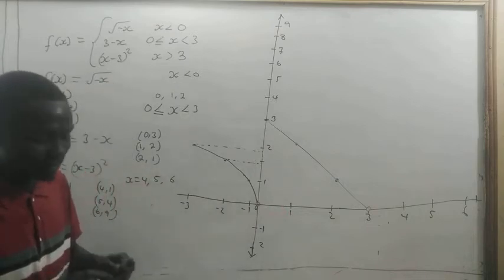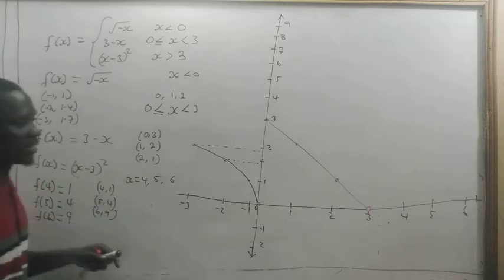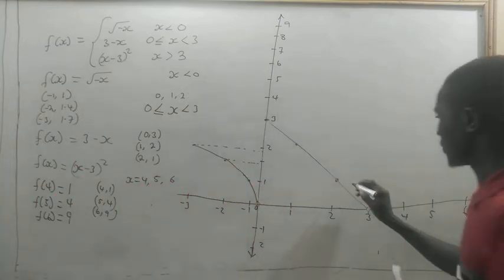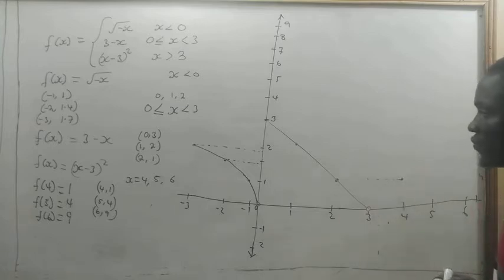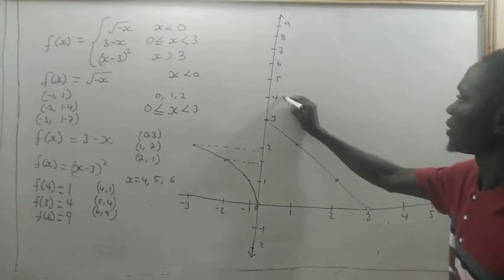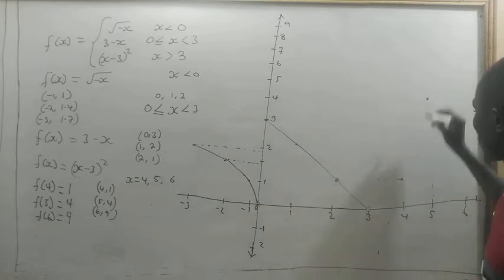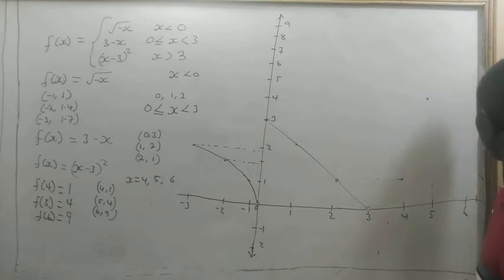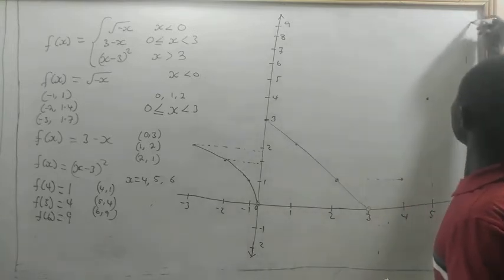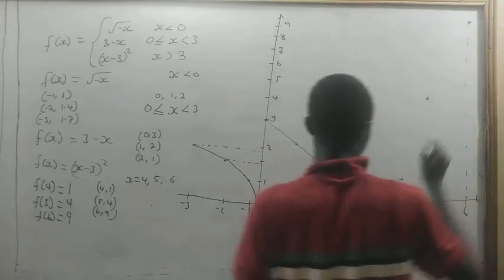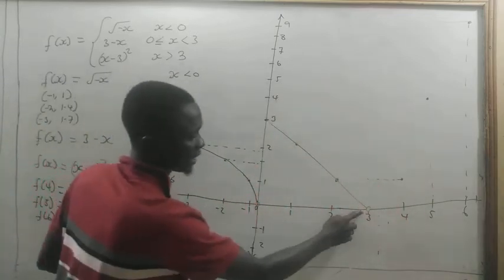Okay, now let's look at the last one. 4 is 1. This is 1. 5 is 4. And 6 is 9. This 6, and this is 9. So let's draw. And here we are saying that x is greater than 3, meaning that 3 is not included.